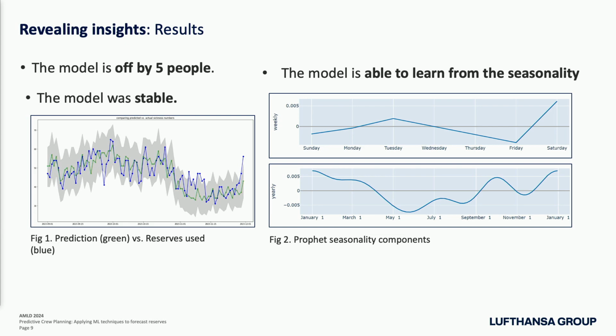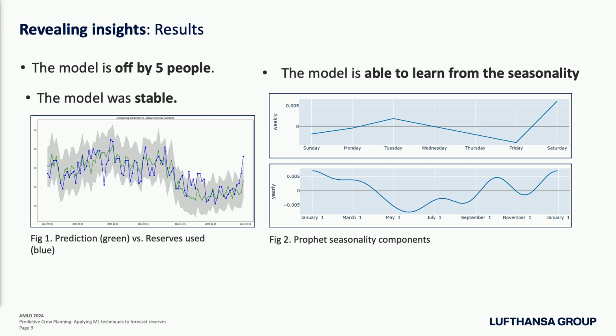So the green line is the prediction, the blue line is the reserves that are used, and the gray band is the uncertainty interval. And here the model was quite stable, so there's no erratic behavior. If you look at the blue line, sometimes it really goes up and then sometimes it goes down. Well, our model is not like that. It's really running around the middle, so it's not really going on the peaks and also not going to extreme dips. And our model is quite balanced as well, so it's not always over predicting, not always under predicting.